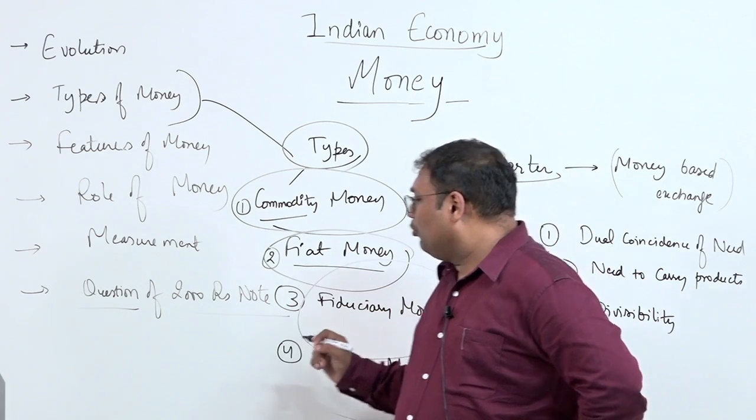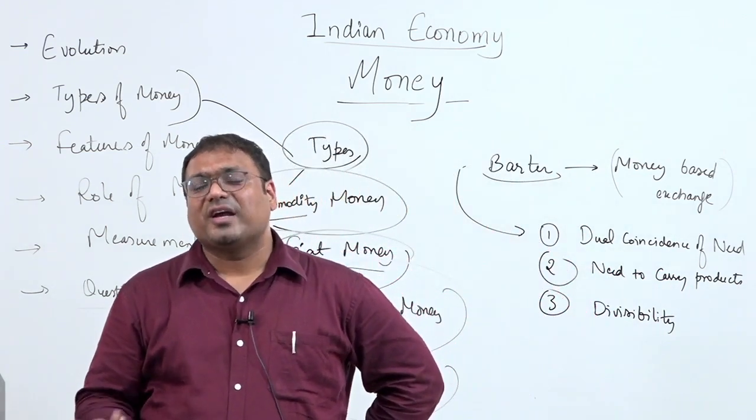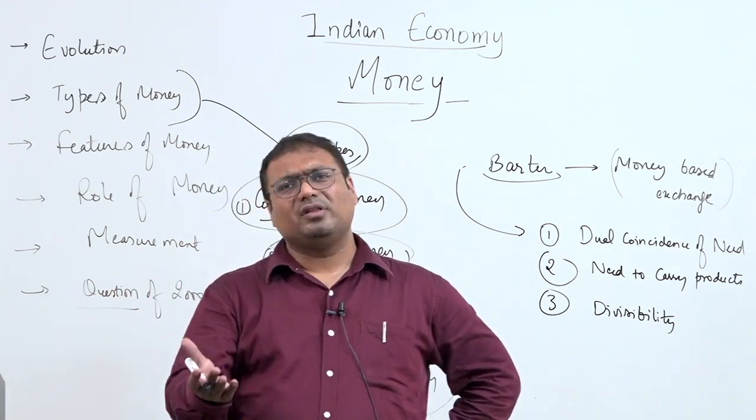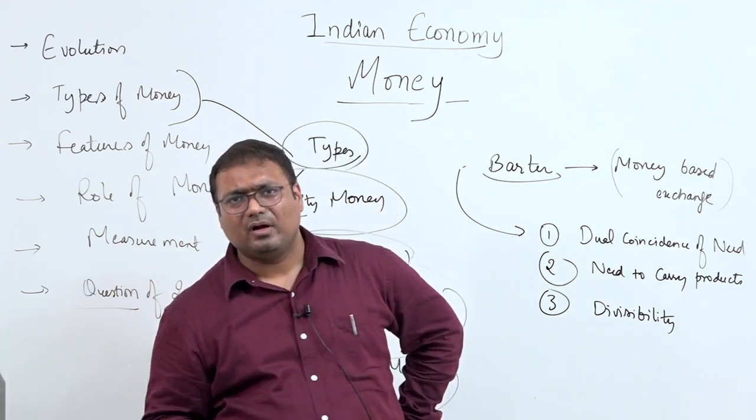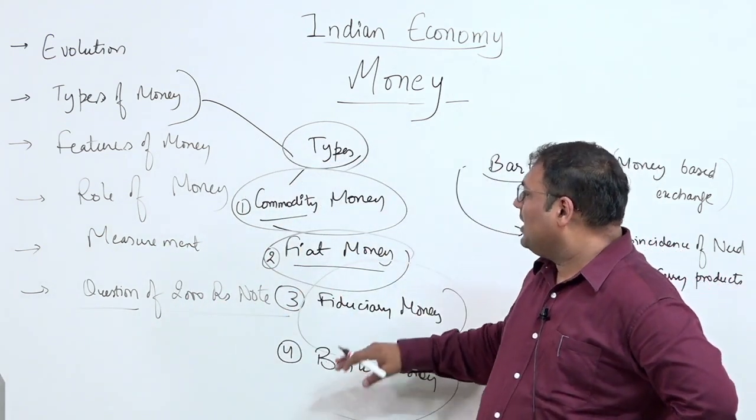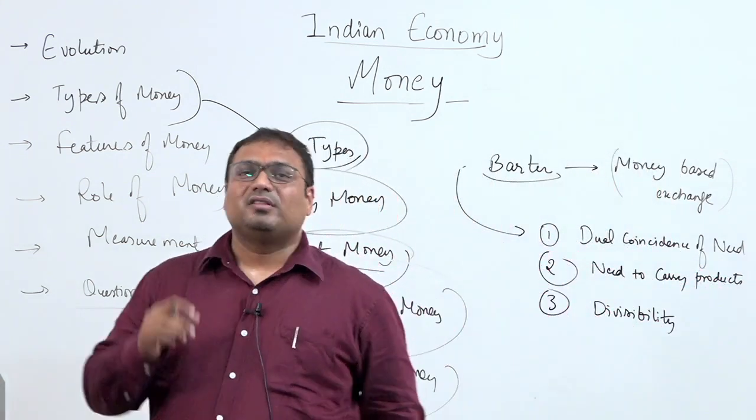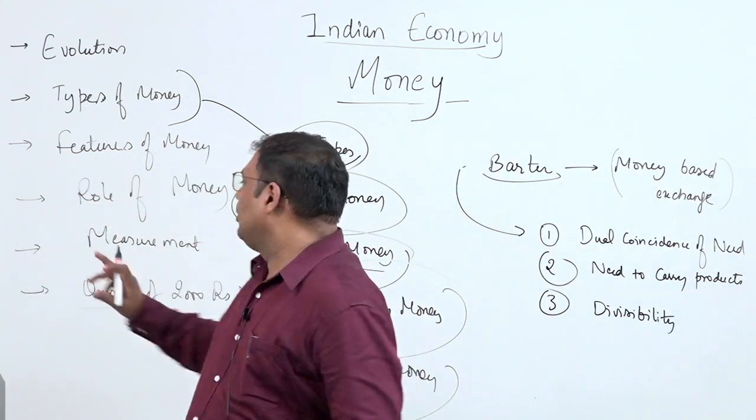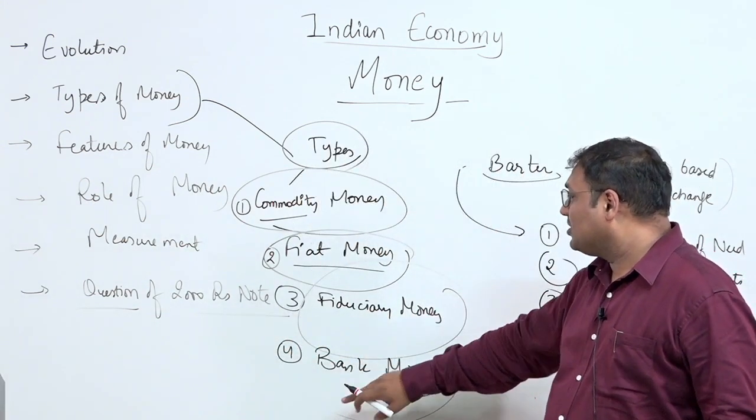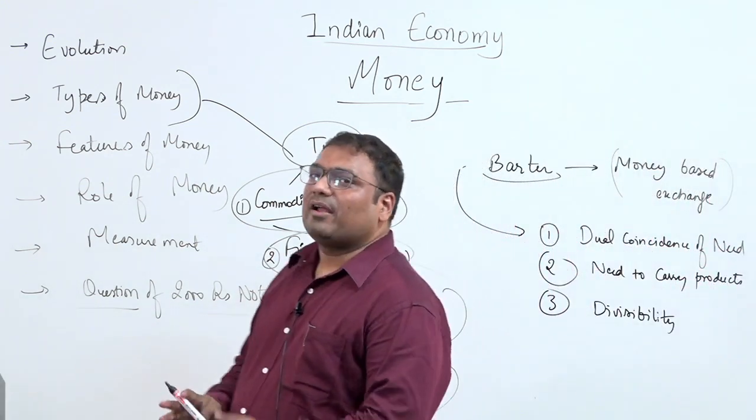So what do you pay with? You pay with a check, you pay with UPI, you pay with NEFT, you pay with any other mode of digital payment. Now that is bank money. Bank money is created from fiat money which is in your account. This is the difference between bank money and fiduciary. Fiduciary money is acceptable, while bank money is created from fiat money. So bank money is a bit different.